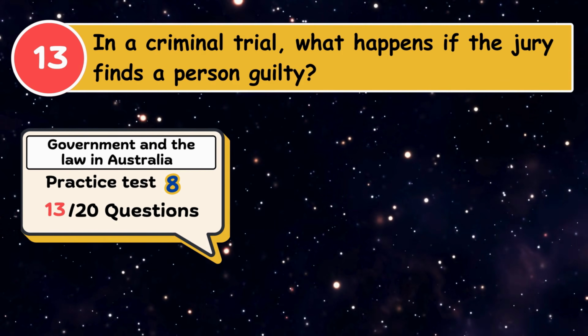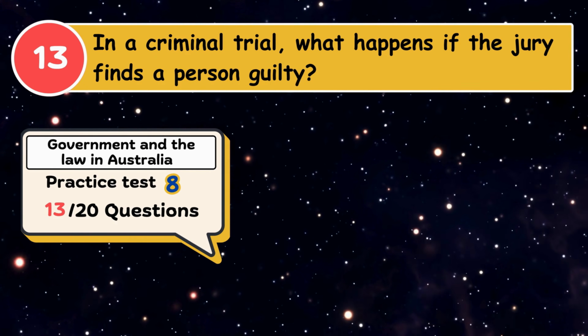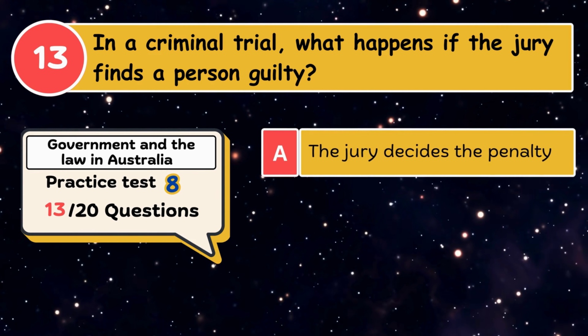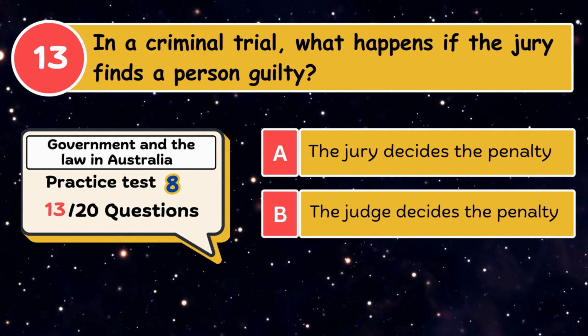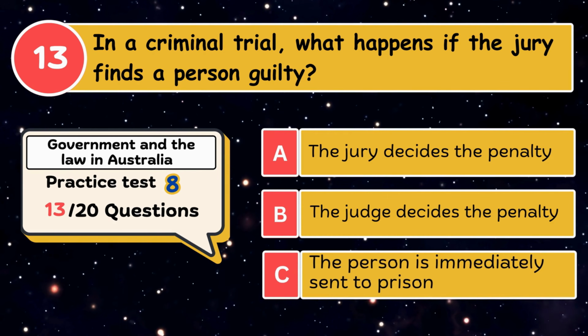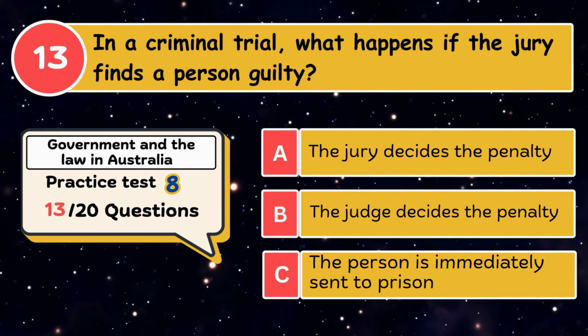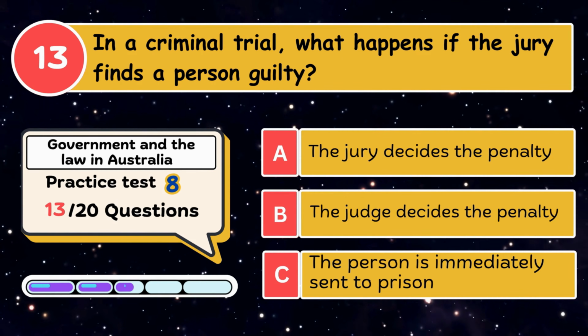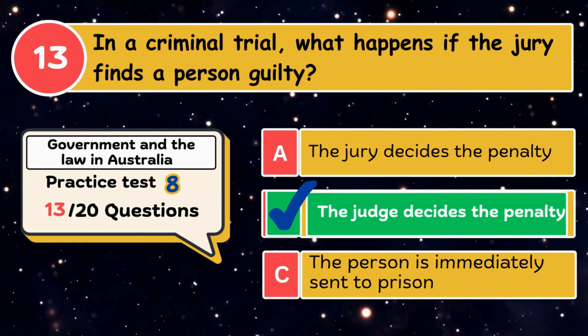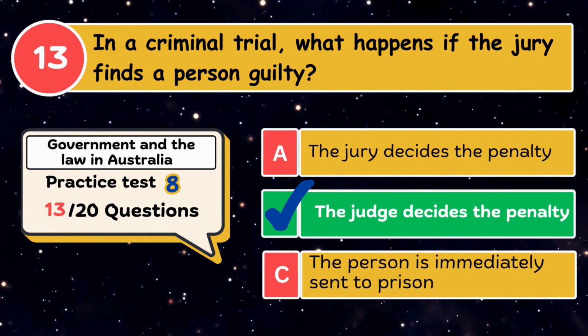In a criminal trial, what happens if the jury finds a person guilty? A. The jury decides the penalty. B. The judge decides the penalty. C. The person is immediately sent to prison. The correct answer is the judge decides the penalty.